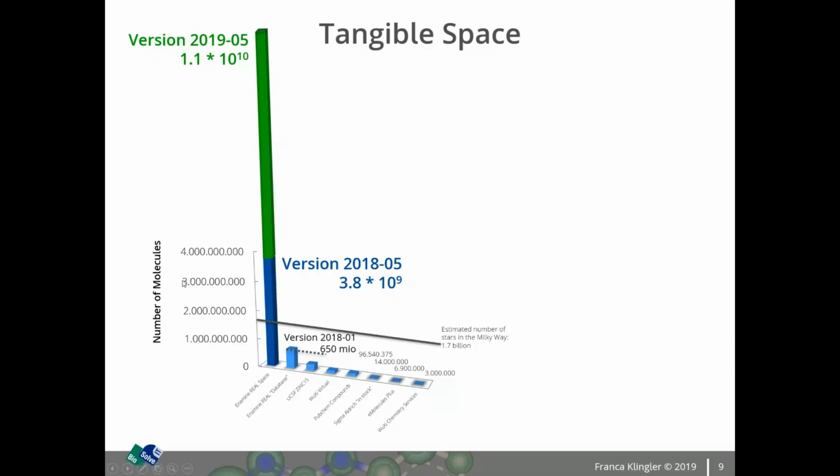And in this slide you can see as well how quickly the technology there grows. So the first version of the REAL Space we released was from 2018. There were 650 million in there. Last year's version had then already 4 billion, and since May it's 11 billion. So that's quite a massive resource there. And I said you can search it in 3 minutes.